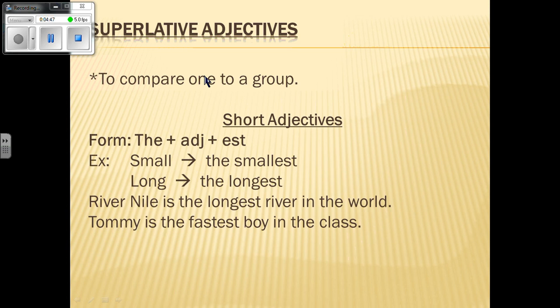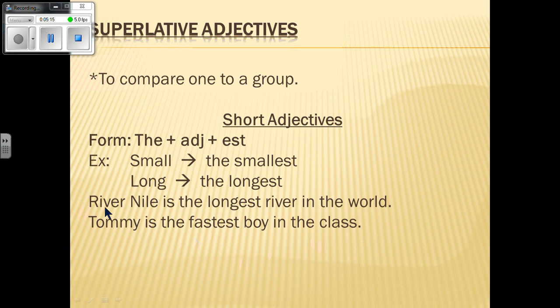We have superlative adjectives to compare one to a group. The same rules with the short adjectives, we add est, okay? But before the adjective, we put the. Small will be the smallest. Long will be the longest. An example here, River Nile is the longest river in the world. Another example, Tommy is the fastest boy in the class.